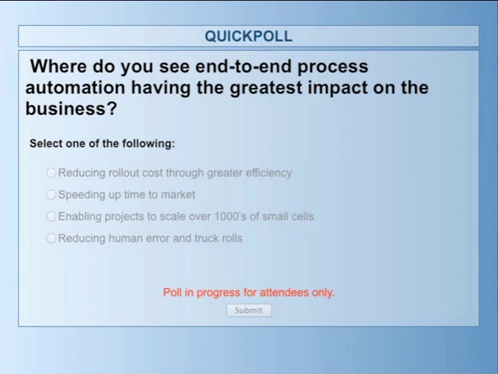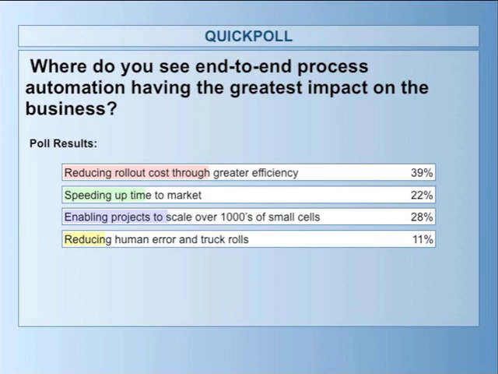We're just waiting for some of the results to come in. Okay, and here's the results. So interestingly enough, it's the rollout costs through greater efficiency that is the main point here, and of course that you can see comes from the reduction of wasted time and effort through better project efficiency, utilizing the human resources more effectively.